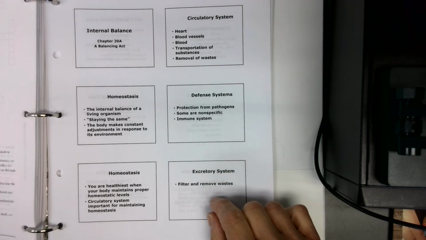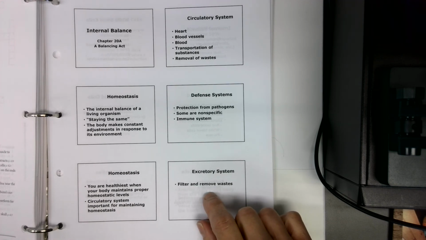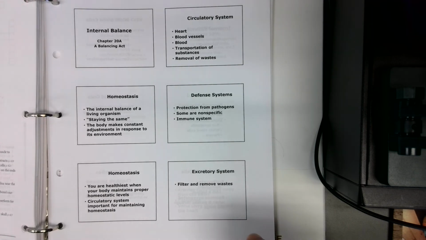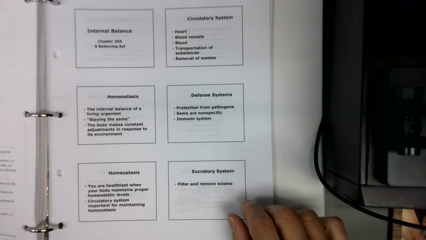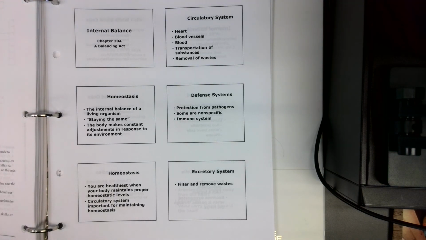The third system we'll talk about in this chapter is our excretory. That's the system that's going to filter and remove waste from our blood. So we'll focus on each of those three systems as we're working our way through chapter 20.